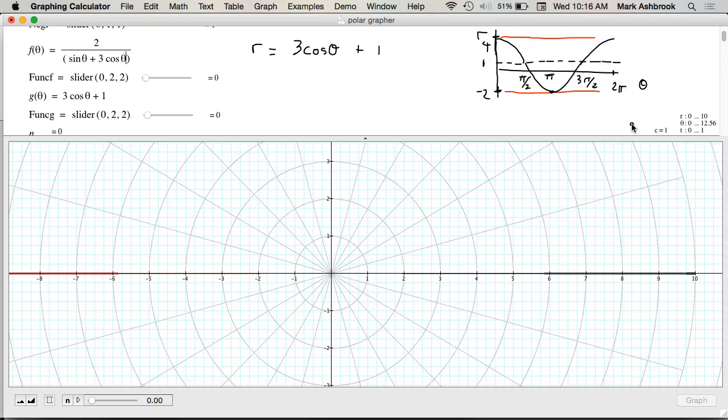So we've got to have that graph right. We're not going to be able to get the polar graph right if we don't have this graph right. So make sure we know how to do those. Any questions on that so far?